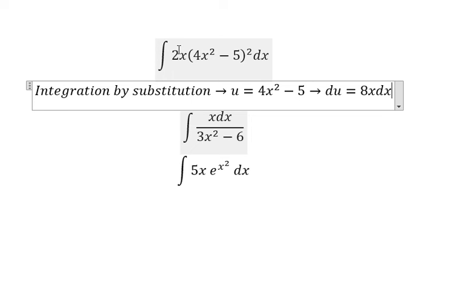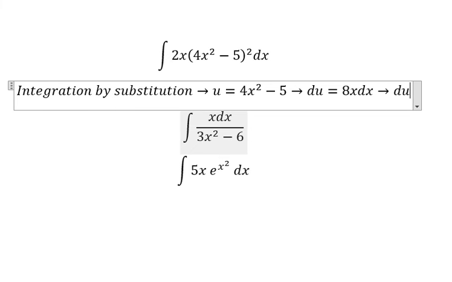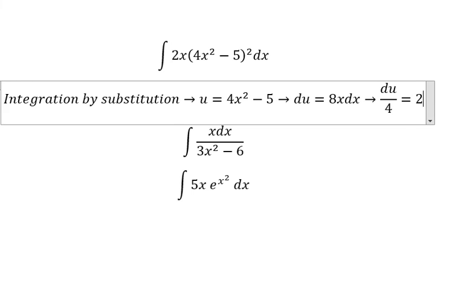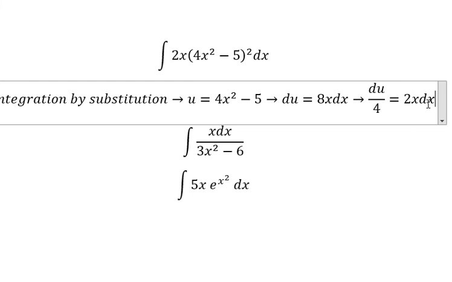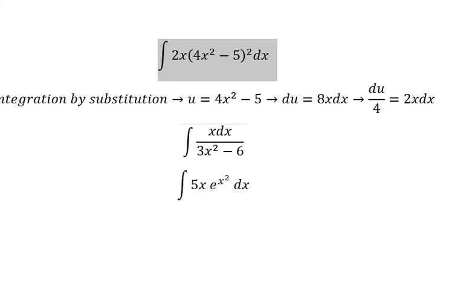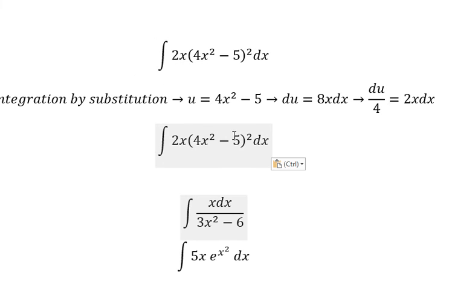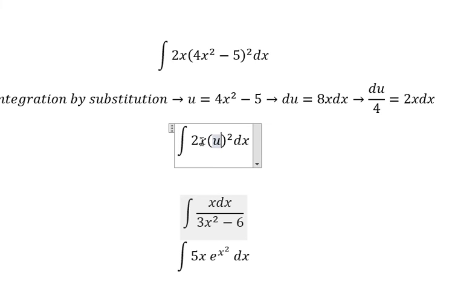Next, this one is number 2, but this one is number 8. So we need to divide both sides by number 4. And you get 2s ds. So this one will change for you. 2s ds will change for du over 4.